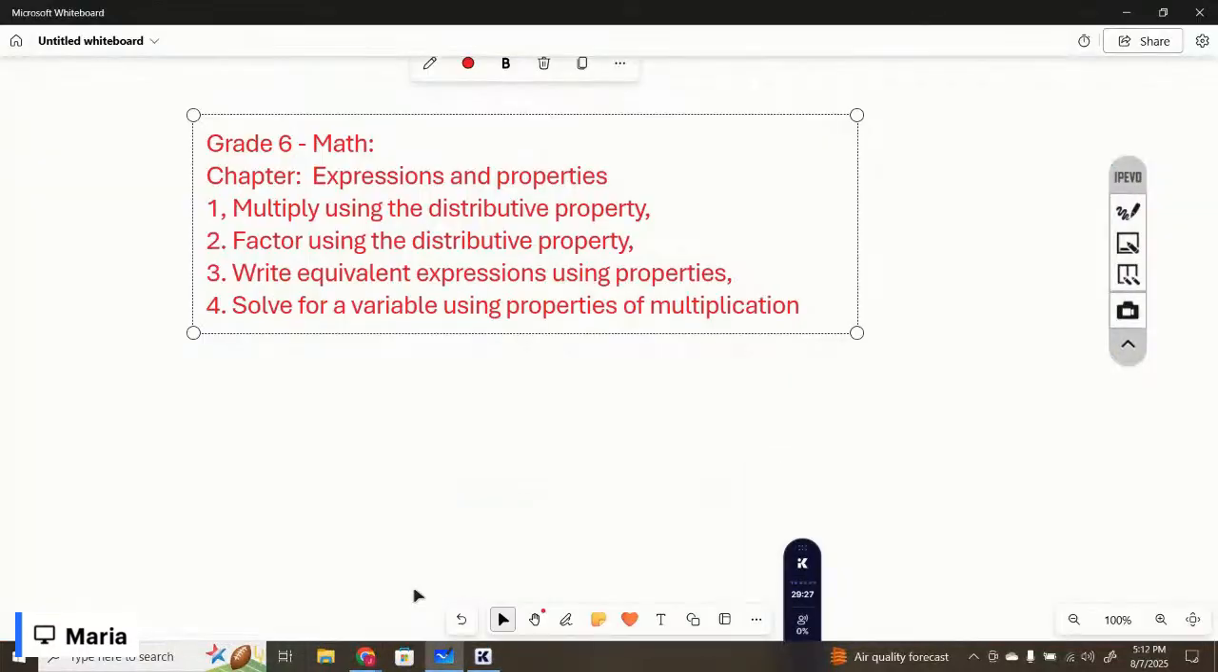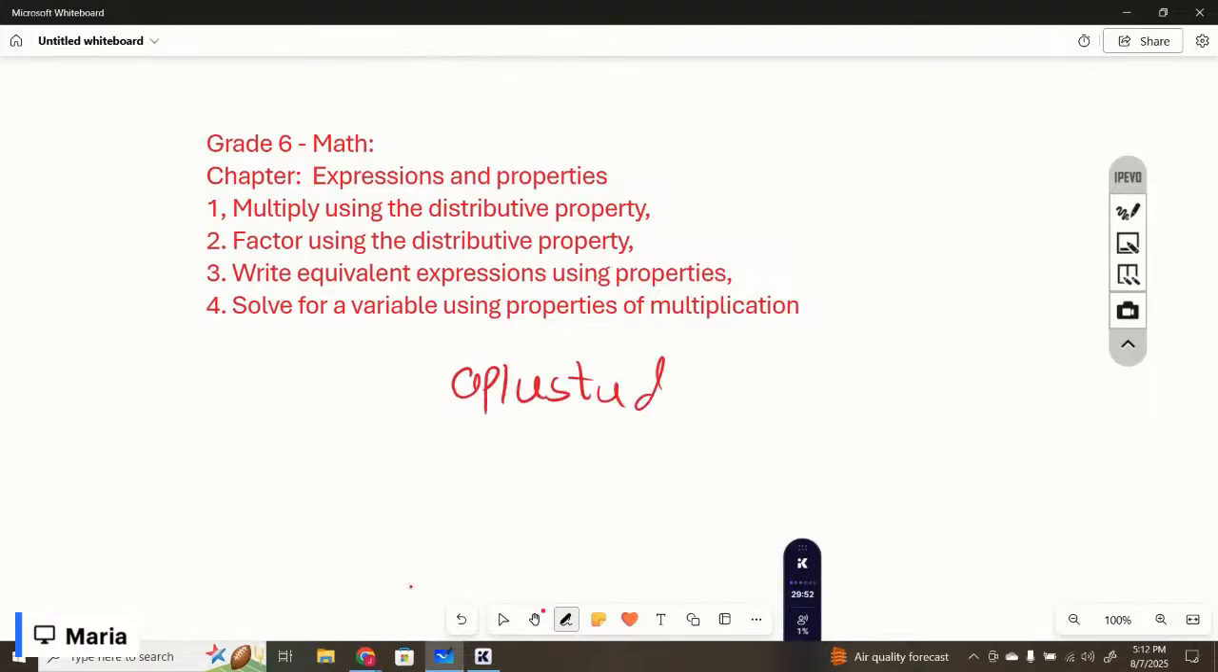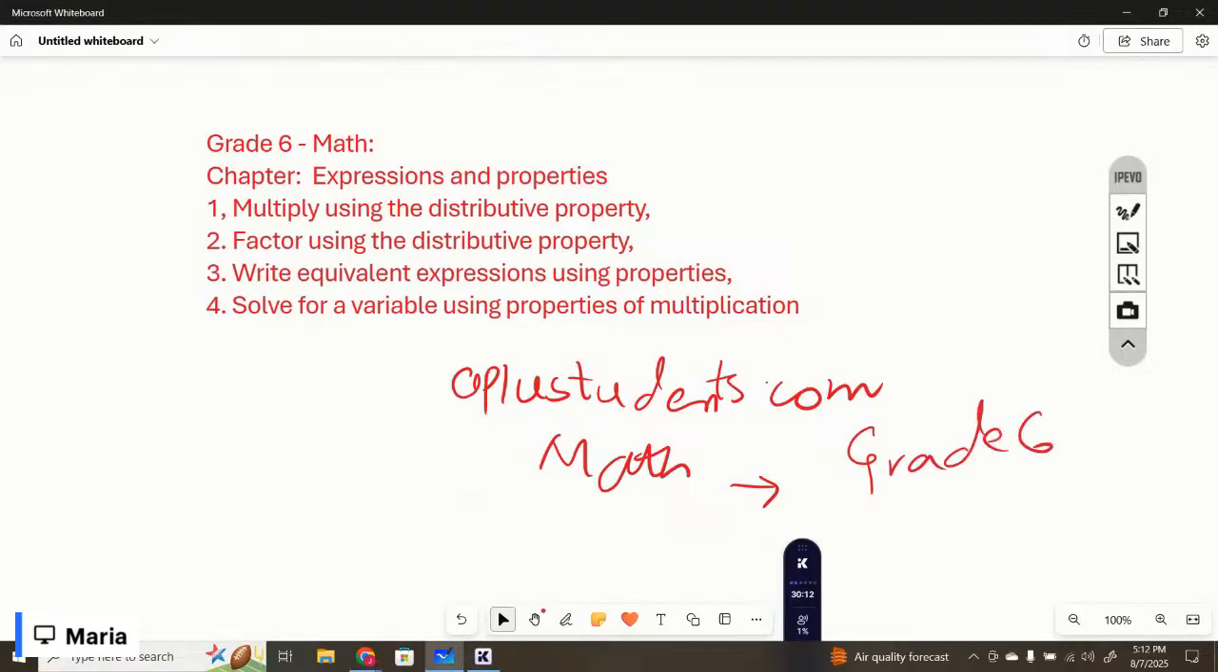We are here for grade 6 math. You can find all the lessons on aplusstudents.com. You have to log in there using your email address and password provided by the administrator. Then you have to select math from the subject tab, scroll down to grade 6 math and then click on it. There you can find a list of the chapters.